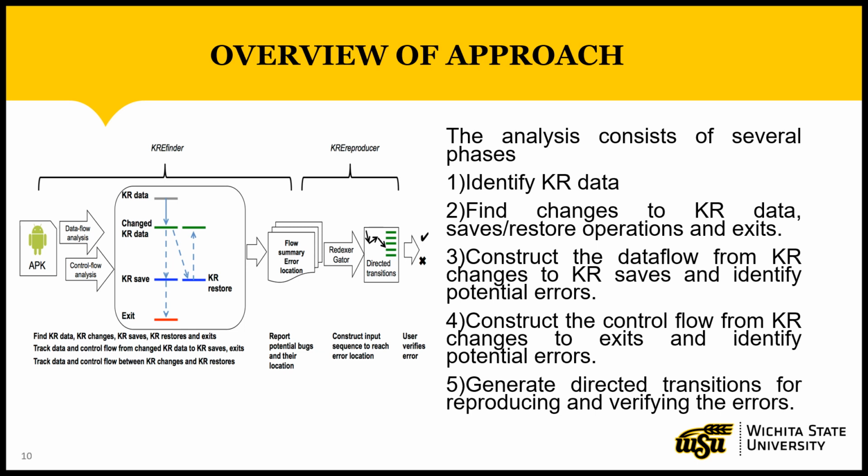The data flow analysis and the control flow analysis consist of several phases. First, identify KR data. Second, find changes to KR data, saves, restore operations and exits. Third, construct the data flow from KR changes to KR saves and identify potential errors. Fourth, construct the control flow from KR changes to exits and identify potential errors. Fifth, generate directed transitions for reproducing and verifying the errors.